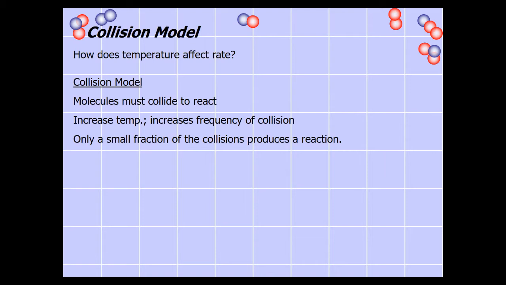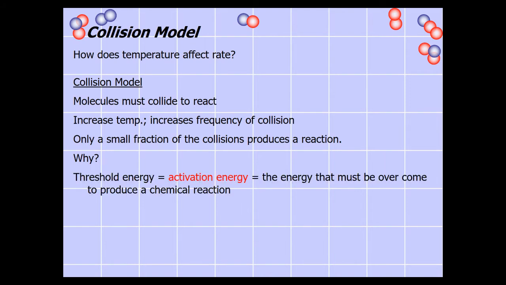All right, but again, only a small fraction of those collisions are going to produce a product. And so why does that happen? Well, there are actually two reasons that we're going to talk about in relation to the collision model. The first has to do with activation energy. When those particles collide, they have to meet a minimum or a threshold energy in order for them to break the bonds between the reactants and form new bonds to make the products. We call this activation energy, and the symbol for activation energy is E_A.